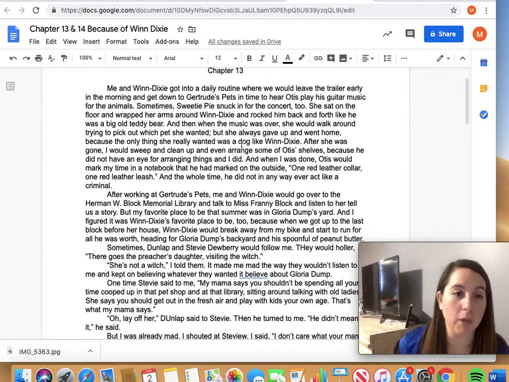She sat on the floor and wrapped her arms around Winn-Dixie and rocked him back and forth like he was a big old teddy bear. And then, when the music was over, she would walk around trying to pick out which pet she wanted. But she always gave up and went home because the only thing she really wanted was a dog like Winn-Dixie.